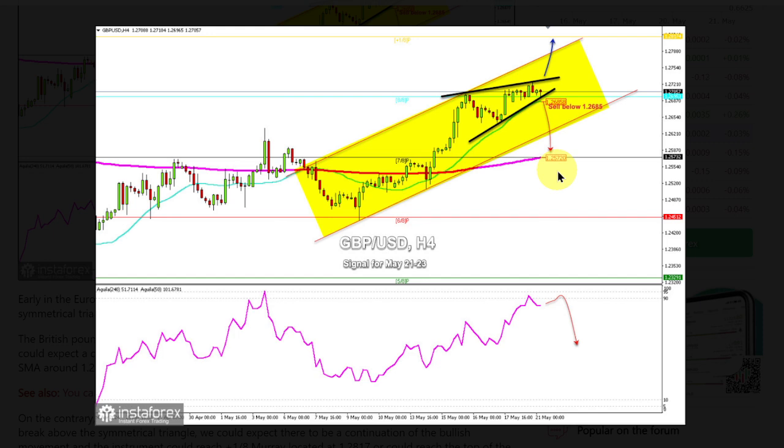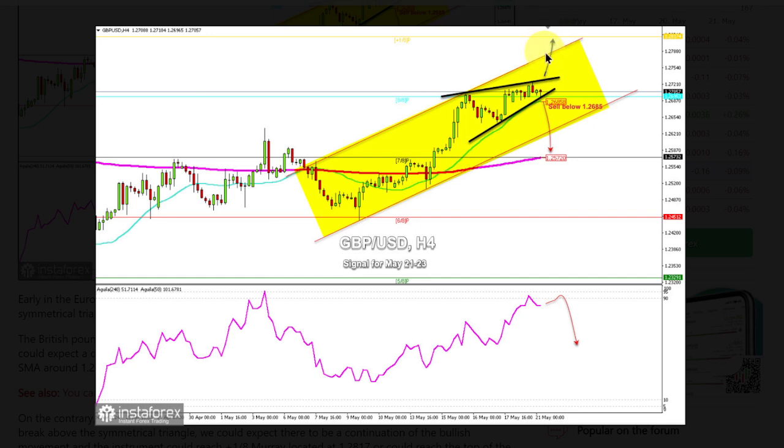On the contrary, in case the British pound consolidates above the weekly high of 1.2730 or makes a break above the symmetrical triangle, we could expect a continuation of the bullish movement, and the instrument could reach plus 1.8 Murray, located at 1.2817, or could reach the top of the uptrend channel around 1.2770.